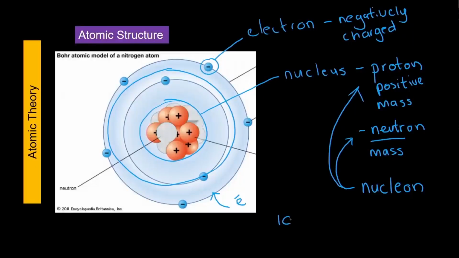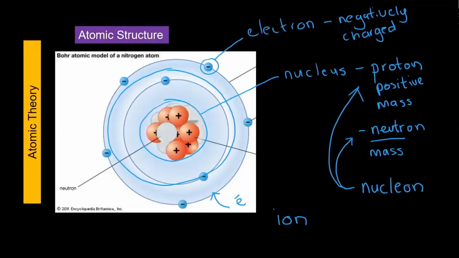That atom is not going to be neutral anymore. It is going to gain a negative charge. And when it gains a negative charge, we can't call it an atom anymore. It is then called an ion. So an ion, spelt like that, is an atom that has either gained electrons or has lost electrons.